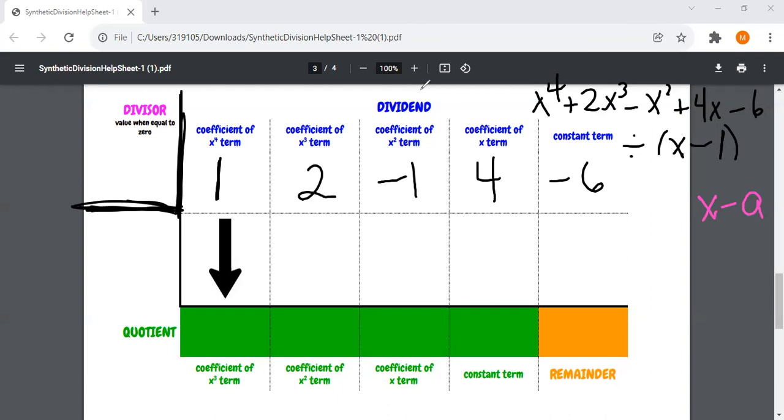-1. So think, this is where it gets a little tricky. X matches with X, right? That one we know. The negative matches the negative, meaning that a is really what? One. 1.